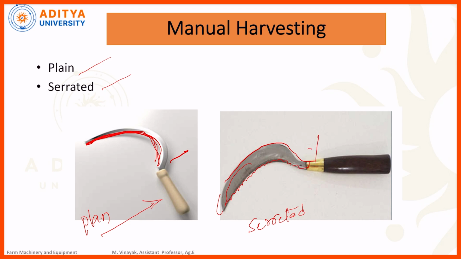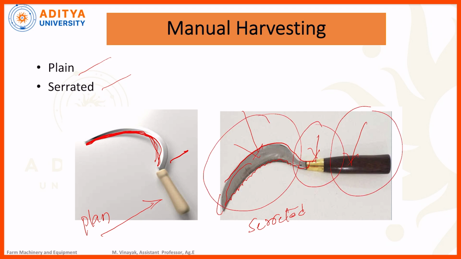This part is called a ferrule. In upcoming slides we can discuss the parts of the sickle also. This one is a wooden handle, this one is a blade, wooden handle, ferrule. The main function of the ferrule is to join the blade to the wooden handle. Let us move on to the next slide.